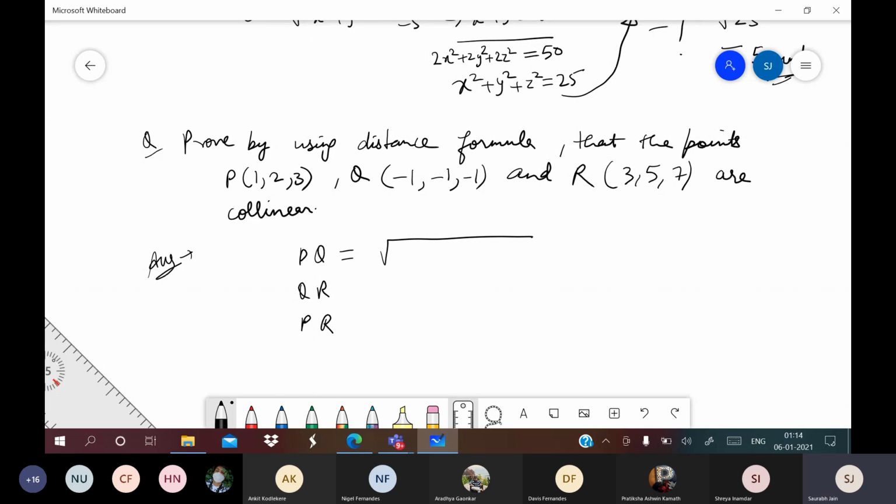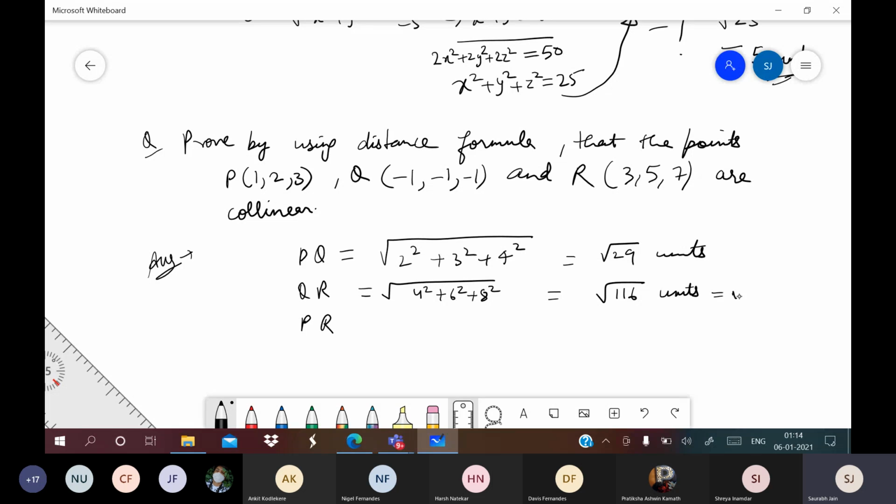So first we find PQ. I will be writing the values. This will be 2 square, 3 square, 4 square, and the value will be root 29 units. Then QR will be 4 square, 6 square, 8 square. This is 116 units. You can further factorize this. You can write it as 29 into 4, which means 2 root 29 units. Simplify this, only then you will come to know whether they're collinear or not. If you write root 116, you will not be able to get the answer.